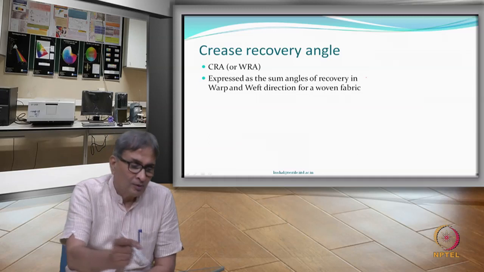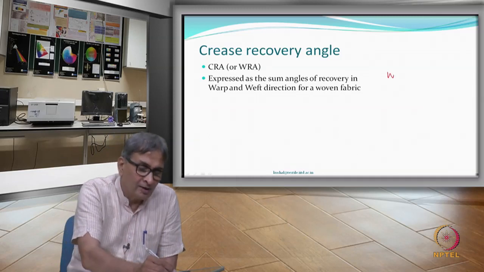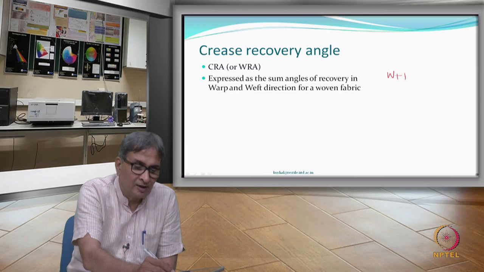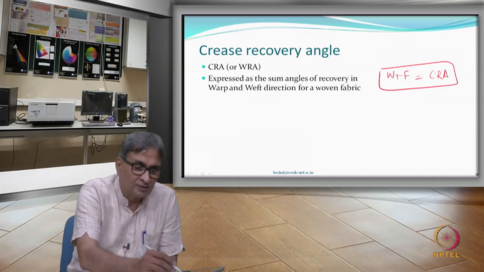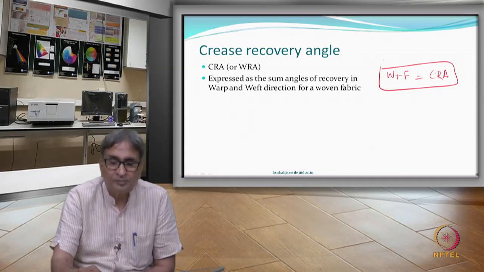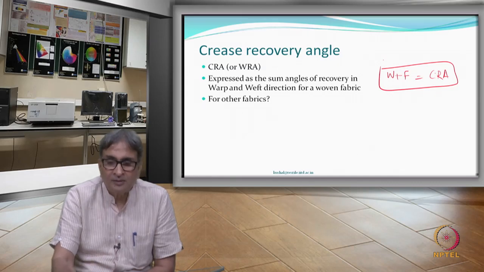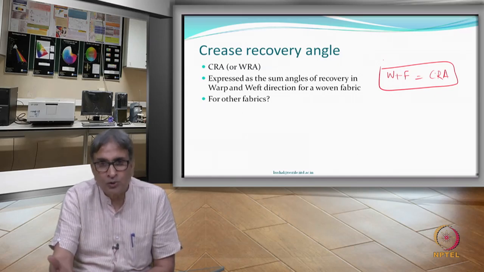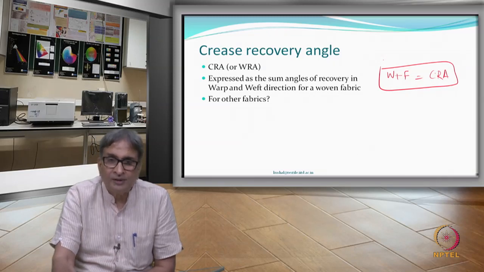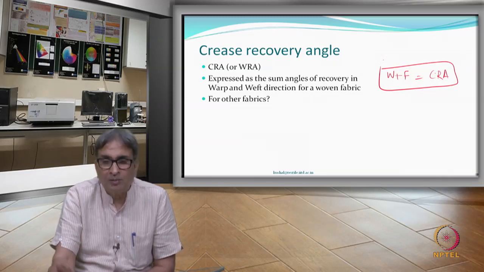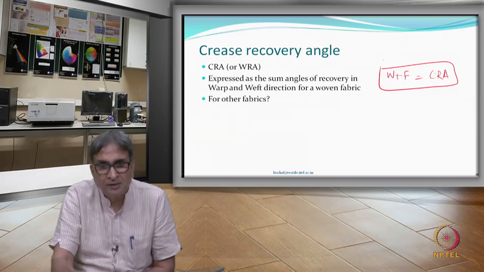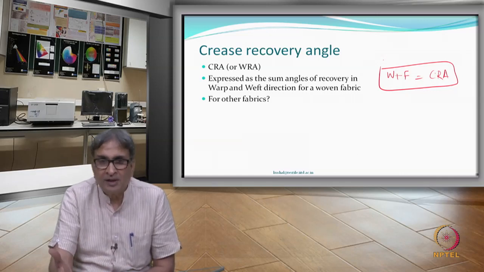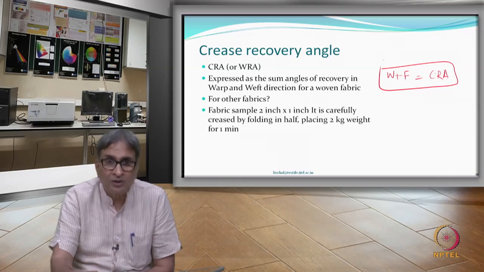And so, if we say recovery in the warp direction is this much, in the weft direction is this much, the total CRA would be a sum of these. If there are other fabrics, if it is a knitted fabric, you will talk about courses and wales. If it is non-woven, you can talk about machine direction and cross to the machine direction, and that is how you can measure and report the values.